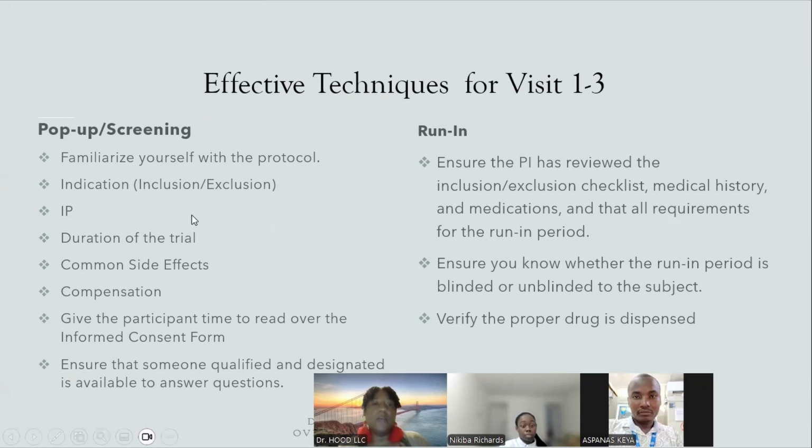Side effects. So we have what's called the investigational brochure. It lists the chemistry of the drug, the known side effects that they saw in the preclinical trial, the phase 1 trial, the phase 2 trials, depending on what progression you are in this trial. It should have that information in the investigator site file.